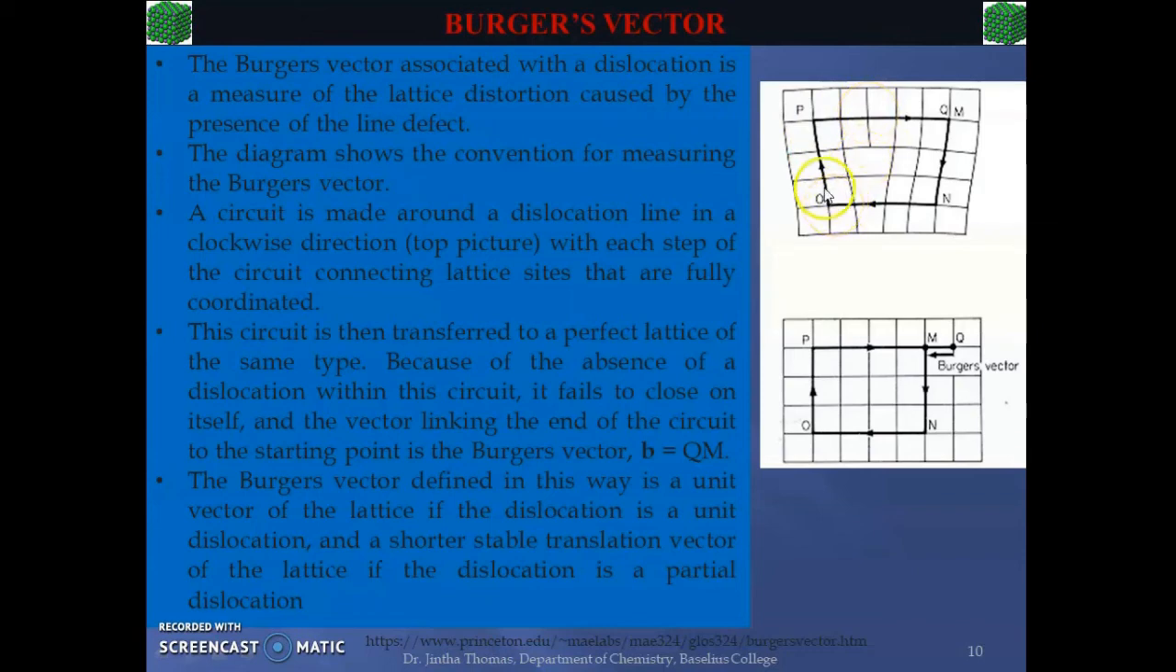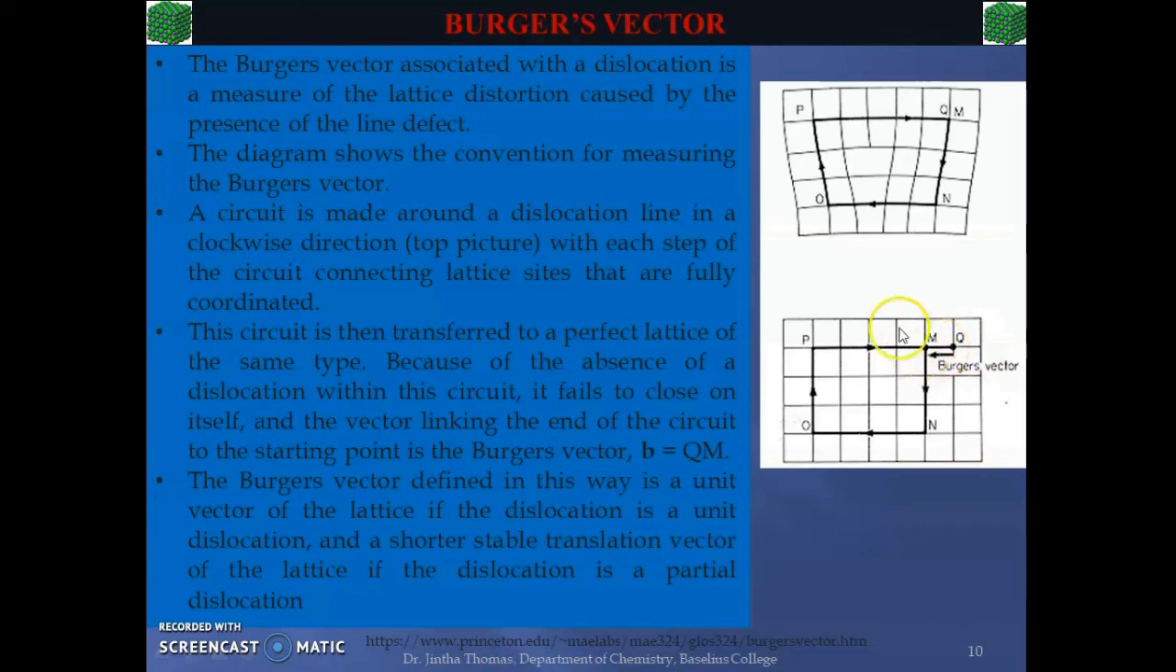Then this circuit is transferred to a perfect lattice of the same type. Because of the absence of a dislocation within this circuit, it fails to close on itself. And the vector linking the end of the circuit to the starting point is the Burgers vector.